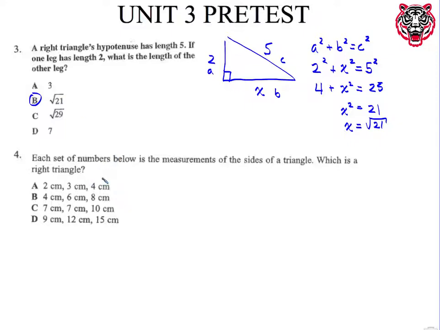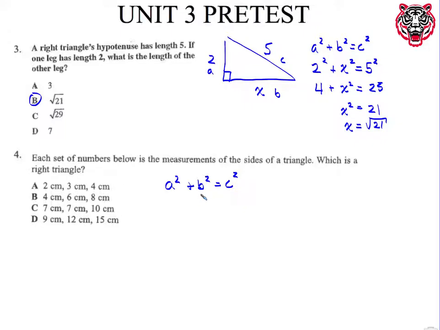Number 4. Each set of numbers below is the measurements of a side of a triangle. Which one of these is a right triangle? How do I test for a right triangle? Does anyone remember? A squared plus b squared equals c squared, something using that. If I plug the larger value into c and then just a and b can be anything, these two sides need to equal each other, and if they do equal each other, it's a right triangle.